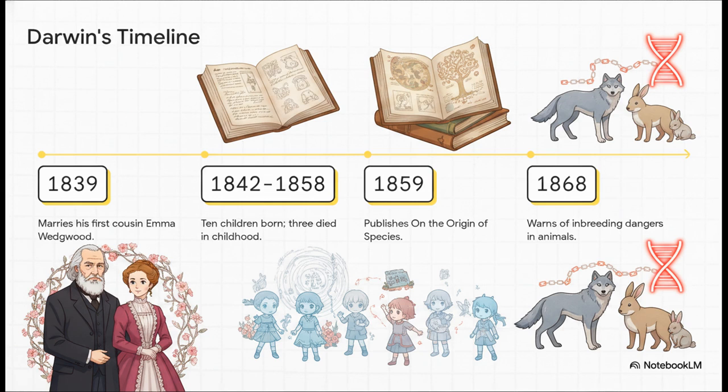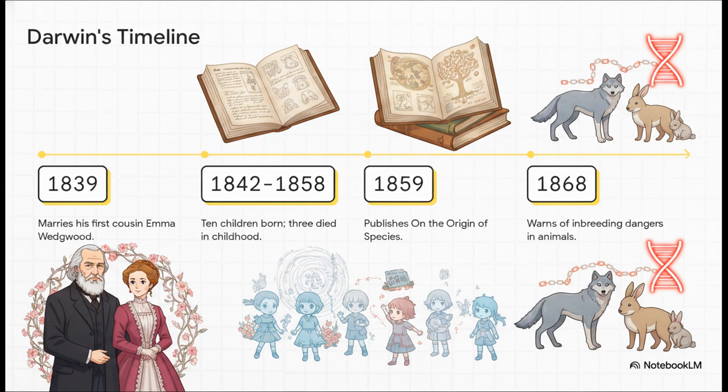In 1839, Darwin married his first cousin, Emma Wedgwood. Now, between 1842 and 1858, they had 10 children. Tragically, 3 of them died in childhood, and others suffered from really severe chronic illnesses. And Darwin, being Darwin, meticulously recorded all their symptoms. It was almost like this morbid ledger of illness.